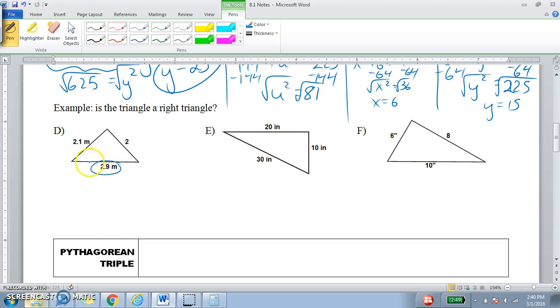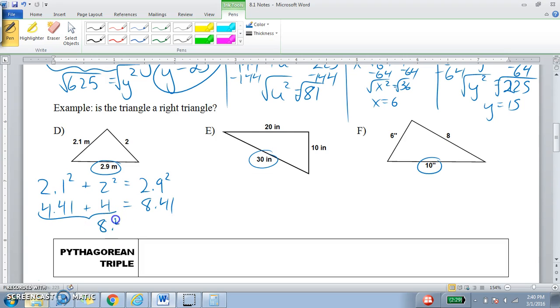So for this, the hypotenuse would be 2.9. For this one, it would be 30. For this one, it would be 10. The other two, it doesn't matter what order we put them in, because we're just adding them together. So for this one, I'm going to check to see if 2.1 squared plus 2 squared equals 2.9 squared. 2.1 squared is 4.41. 2 squared is 4. 2.9 squared is 8.41. So when I add these together, I do get 8.41. So since this works out, yes, this is a right triangle.